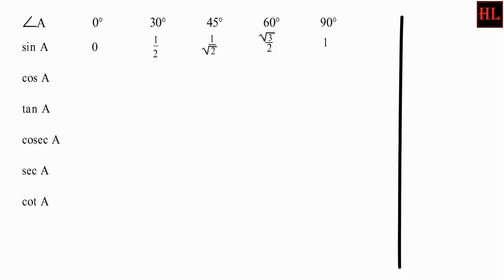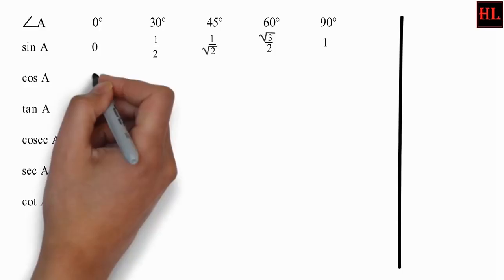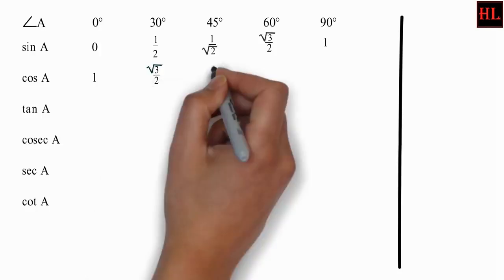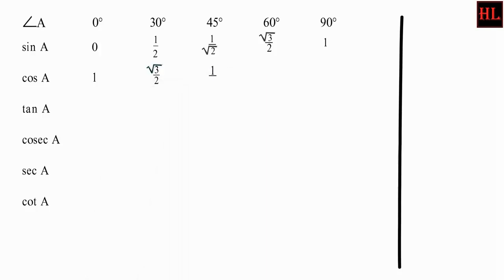Now to write the values of cos for these angles, copy these values of sine in reverse order. Now cos 0 will be 1, cos 30 will be root 3 by 2, cos 45 will be 1 by root 2, cos 60 will be 1 by 2, and cos 90 will be 0.